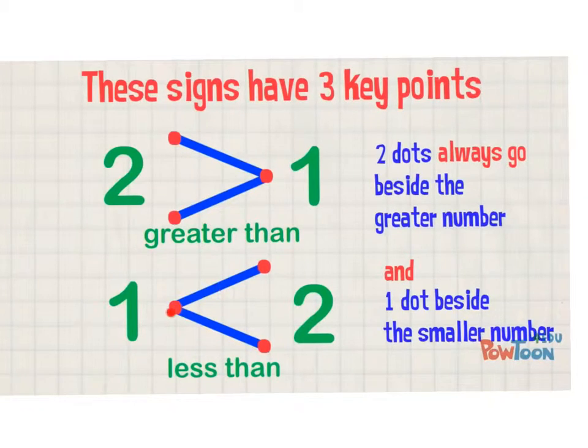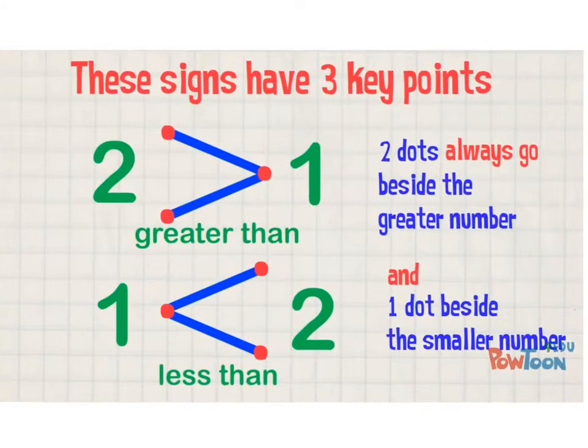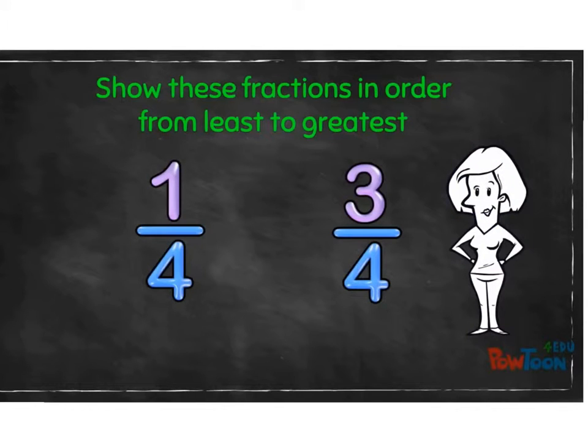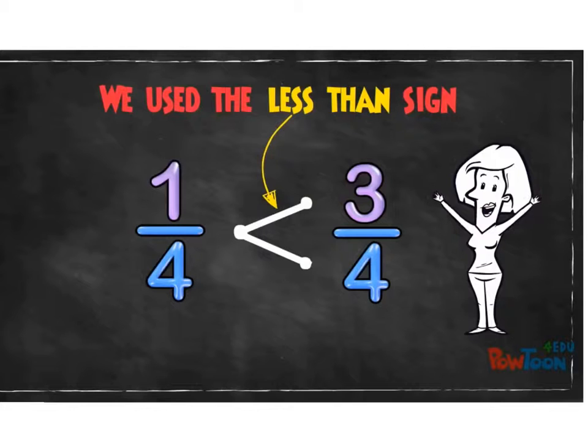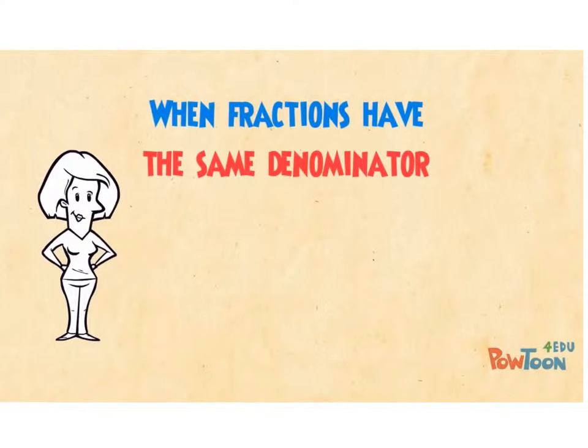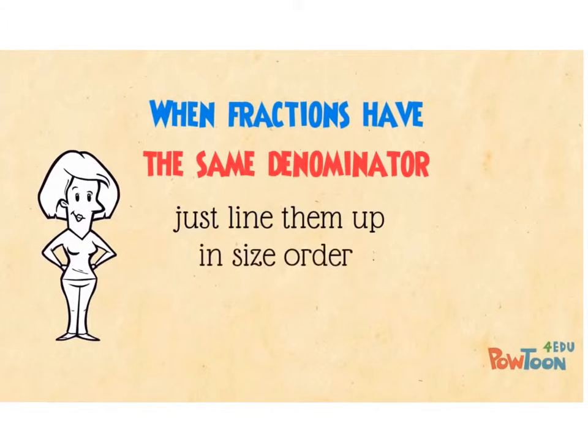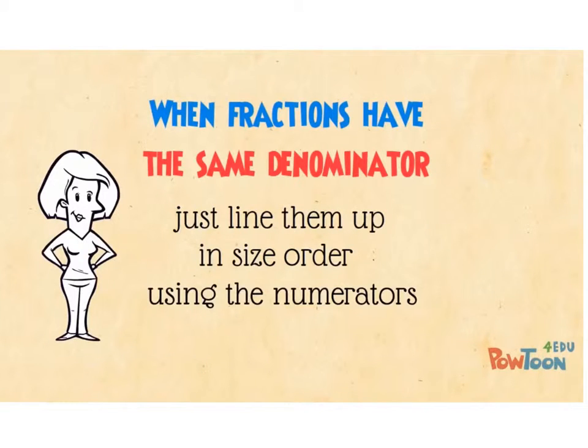Remember that we have to connect these dots with the lines. Okay, so we connect them like that. Back to our fraction pair, I put the 2 dots beside the greatest fraction and 1 dot beside the smallest fraction. Now, join the dots. 1/4 is less than 3/4. We used the less than sign without any confusion with this easy thinking. When fractions have the same denominator, we just line them up in size order using the numerators.